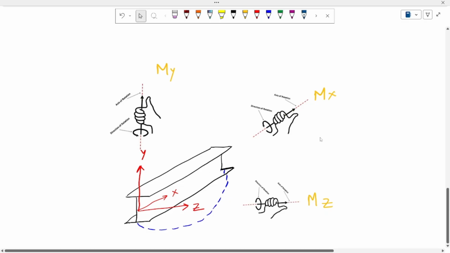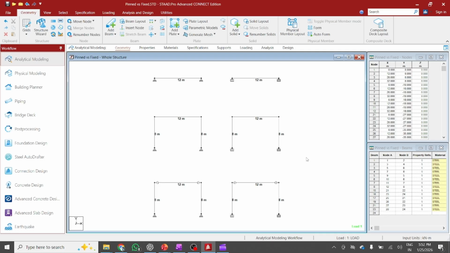Let us see how these are applied in STAAD. You can see here I have added two additional frames. One frame is pin supported and another frame is fixed supported. The only difference between the frame at the top and at the bottom is that in the bottom frames, for the beams, I have assigned releases. Now let us see how you can assign these releases.